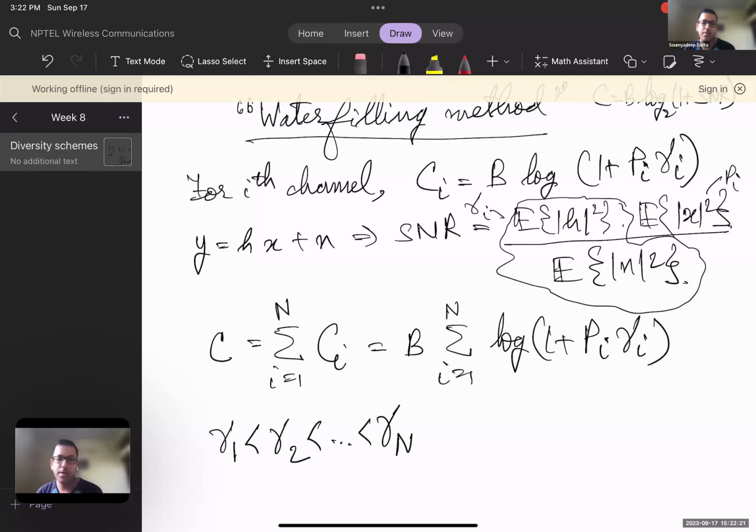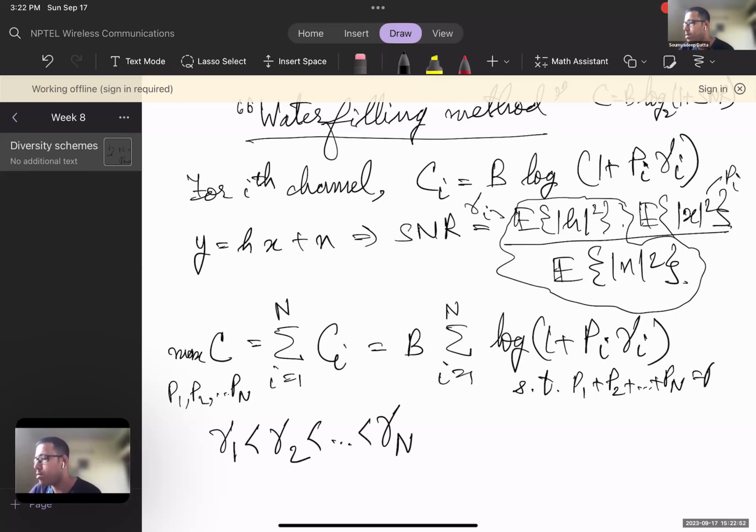So that you know this order. What should be the order of P so that you maximize this? Maximize with respect to your power allocation vector P, that is, with respect to P1, P2, Pn, this quantity, subject to the constraint that P1 plus P2 plus Pn equals P. So there is a power budget, because otherwise this is not a problem, right?